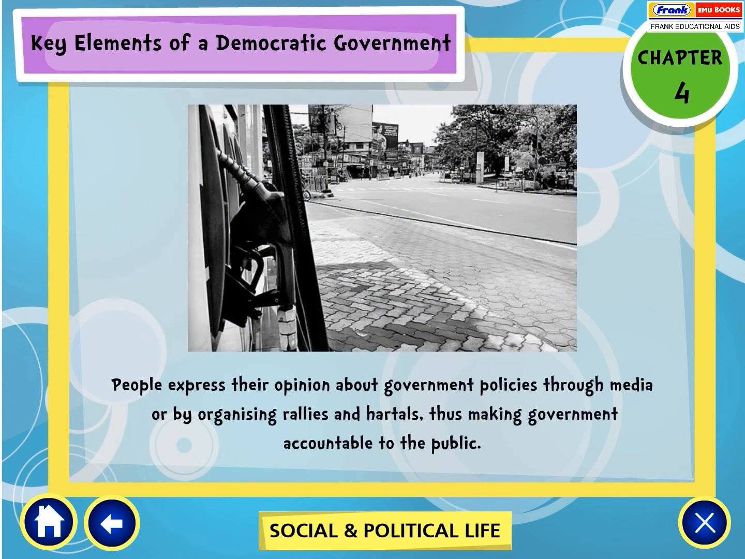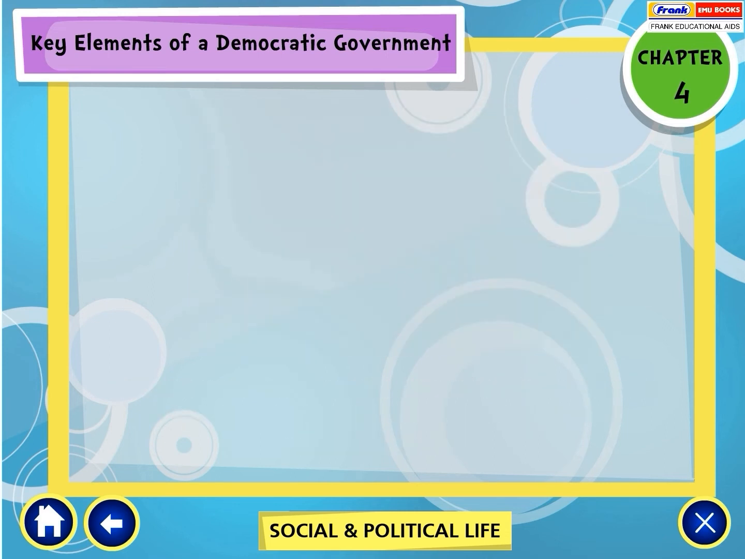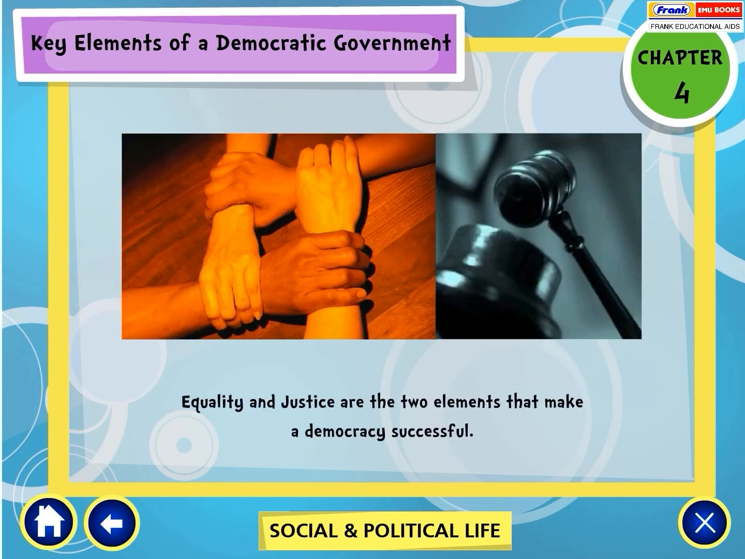People express their opinions about government policies through media or by organizing rallies and hartals, thus making government accountable to the public. Equality and justice are the 2 elements that make a democracy successful.